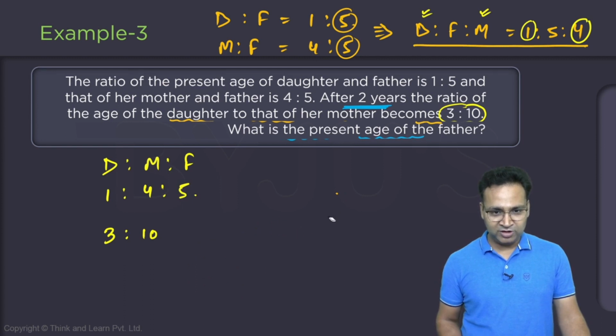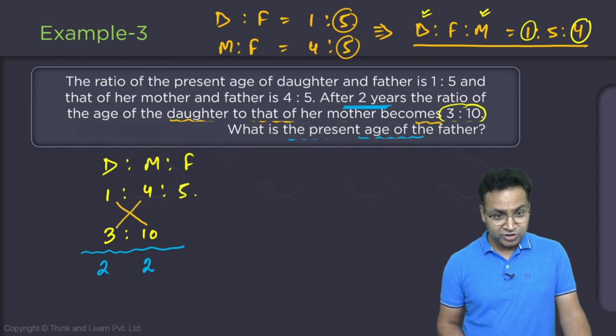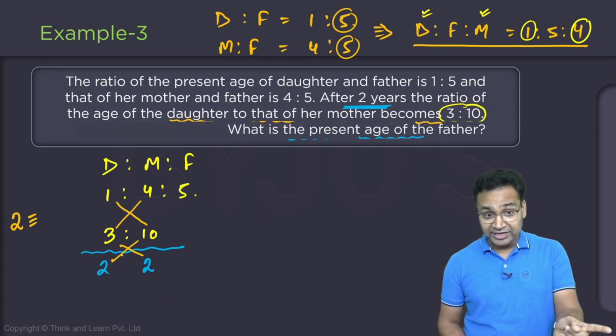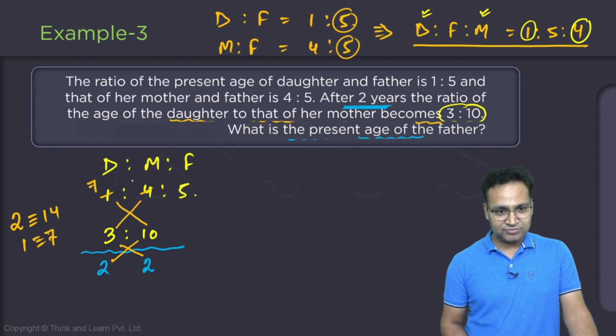What is a double cross? We know the story is after 2 years. So this is 2, this is 2. Take a double cross. What is double cross? 1 into 10, 3 into 4. 12 minus 10, 3 into 2, 6. 10 into 2, 20. 6 and 20. 20 minus 6, 14. So 1 is equal to, so this 1 is 7. This 4 is 28 and this 5 is 35.